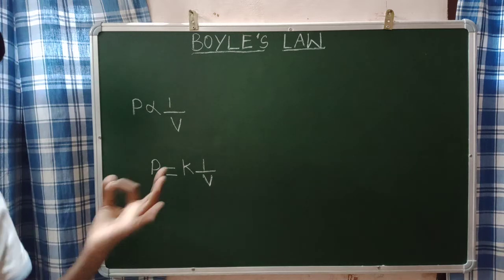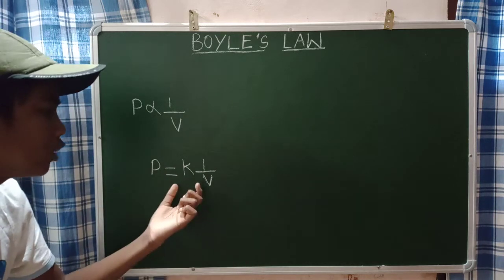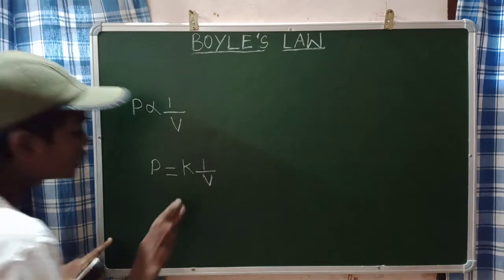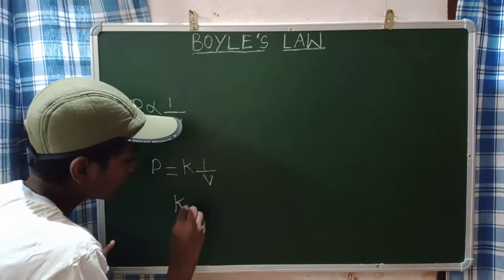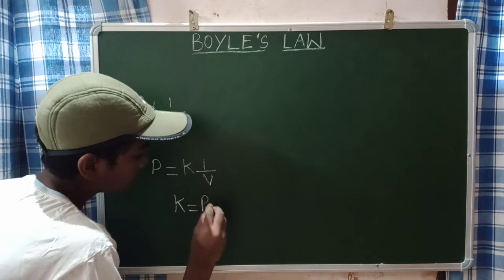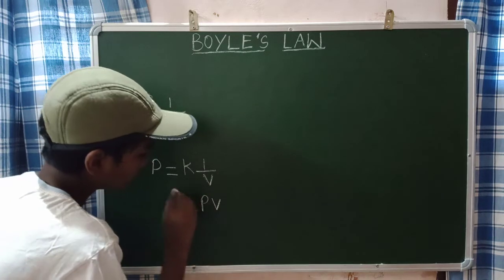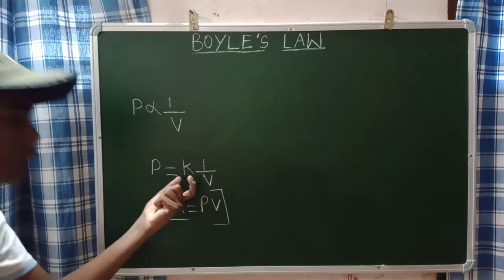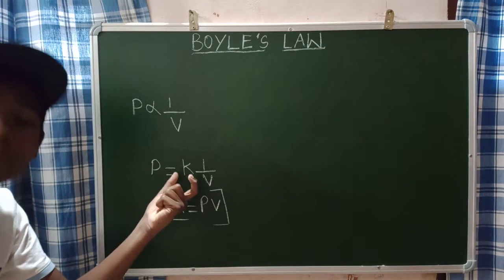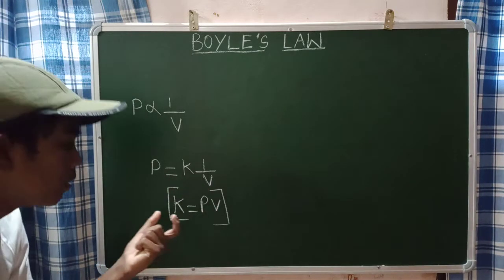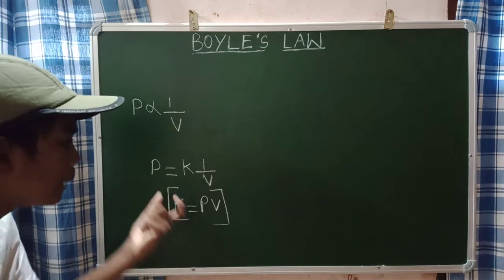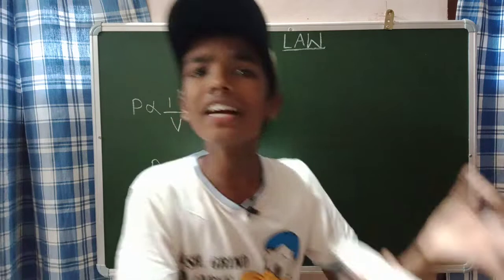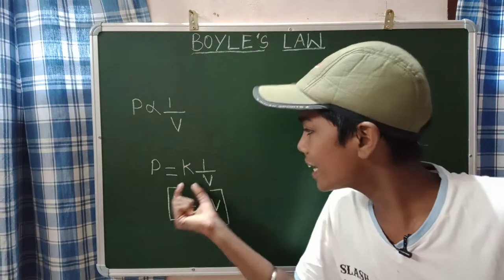Okay guys, now tell me what will be the magnitude of this constant K? The magnitude of this Boyle's constant K will be nothing but P into V. Very simple thing, just by solving the equation.